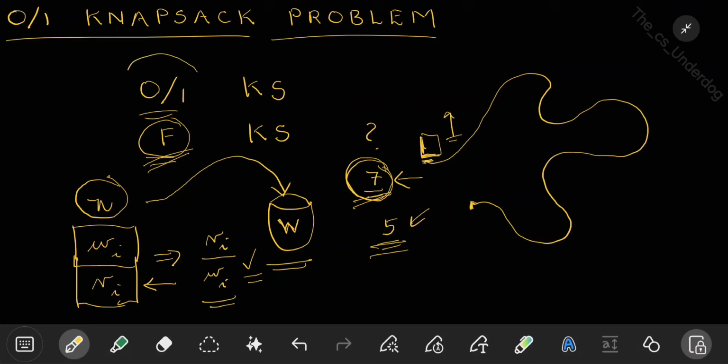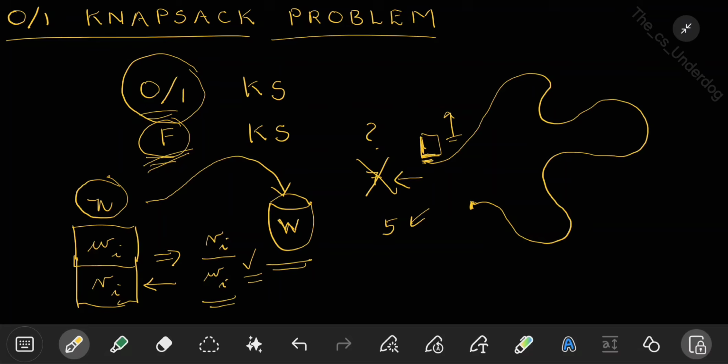In case of 01 knapsack, this is not allowed. That is, whenever you face a situation where the weight of the item is more than the remaining capacity of the knapsack, you will have to avoid this item and go for some other item.